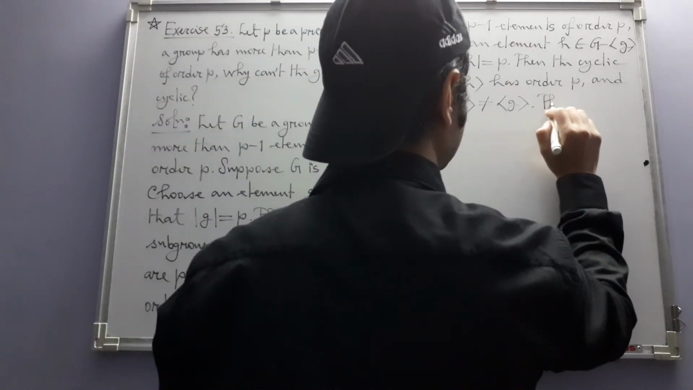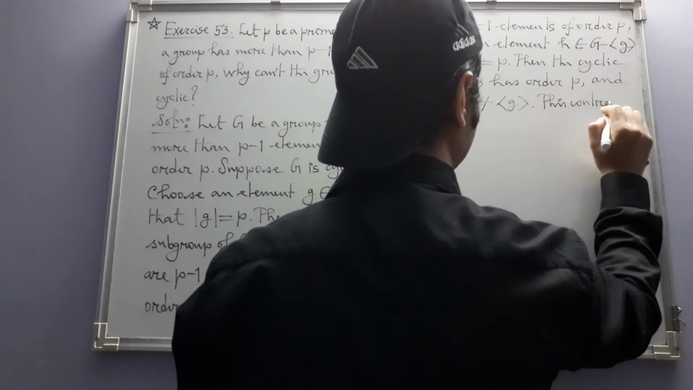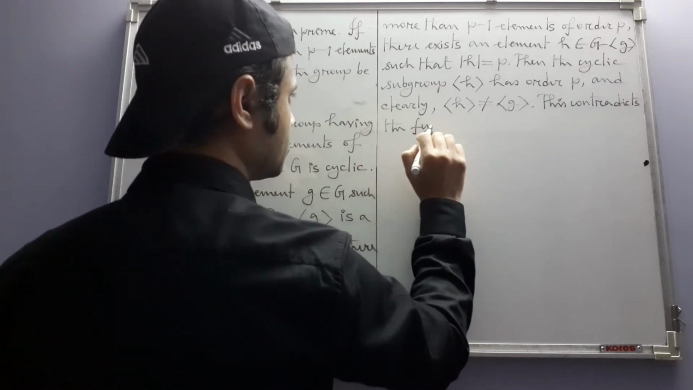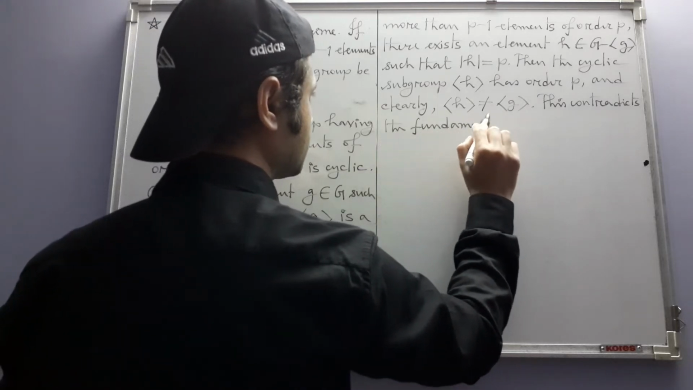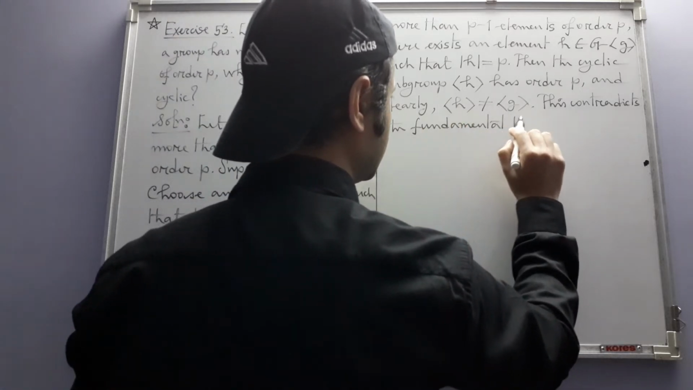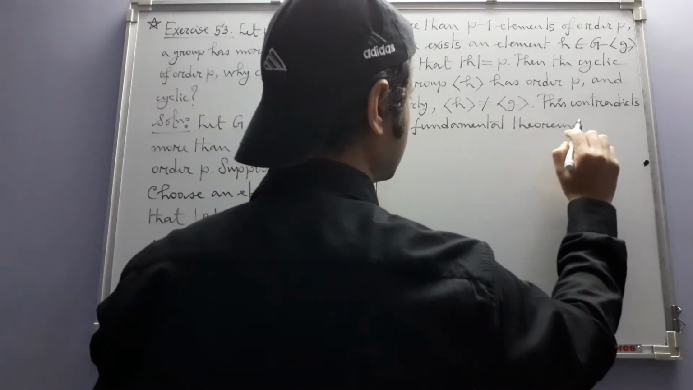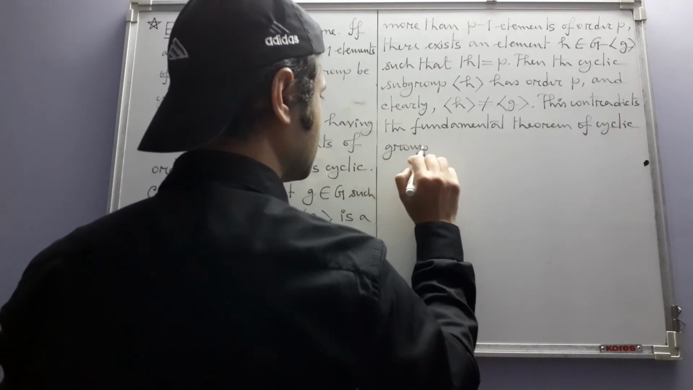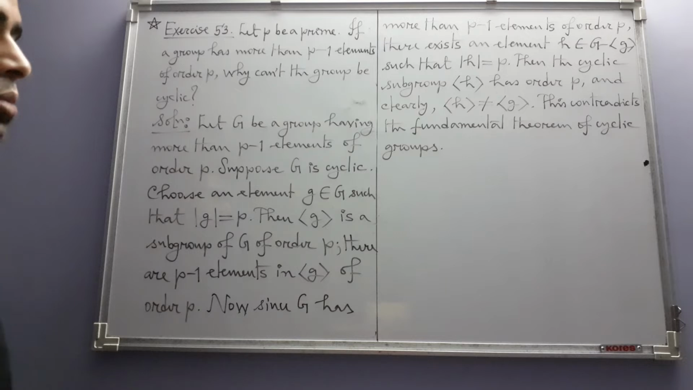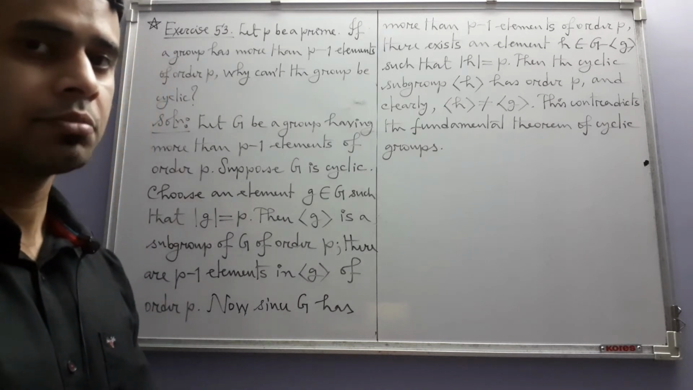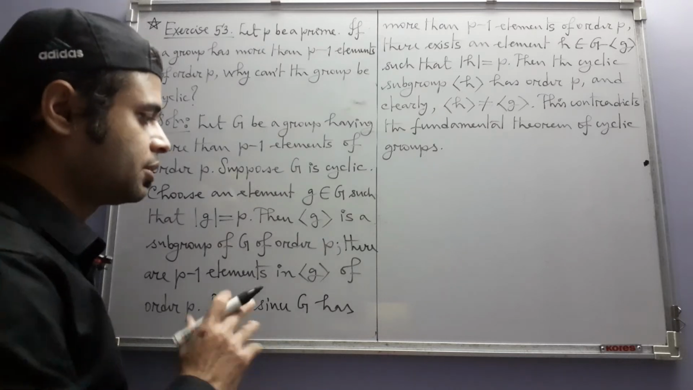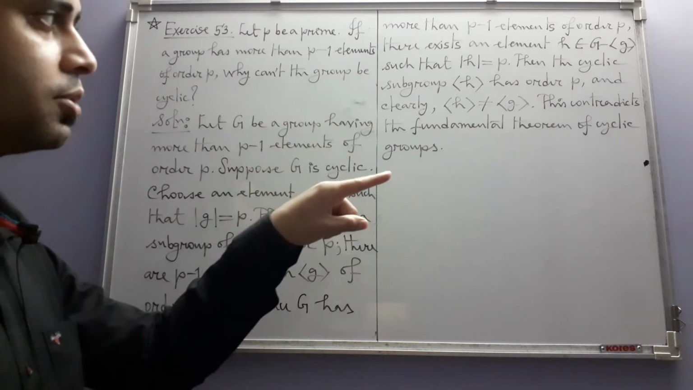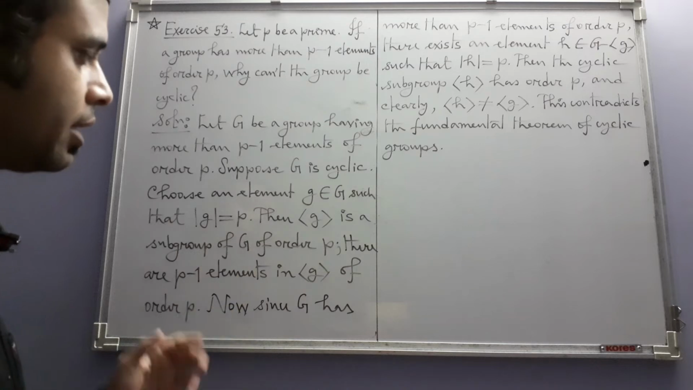This contradicts the fundamental theorem of cyclic groups, because according to the fundamental theorem, in a cyclic group there will be exactly one subgroup of a given order. If there is any subgroup of that given order, it will be unique. Here, however, we have obtained two subgroups, each one of order p, so that thing is contradicted.